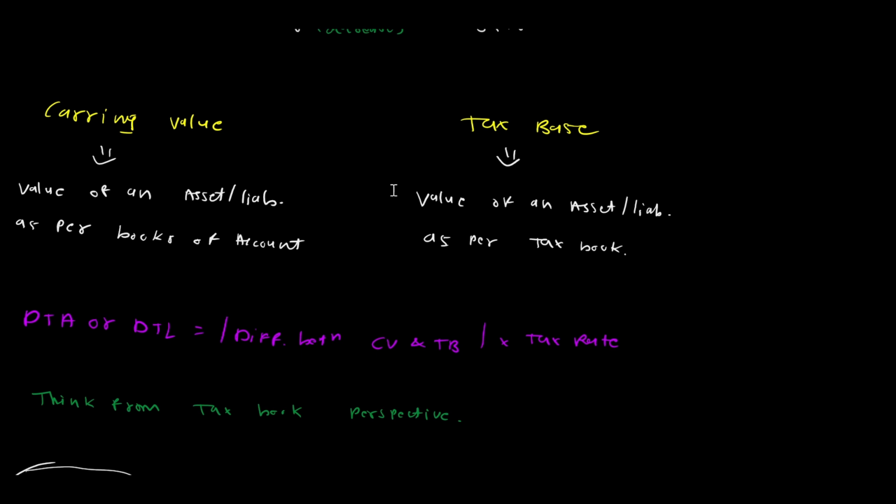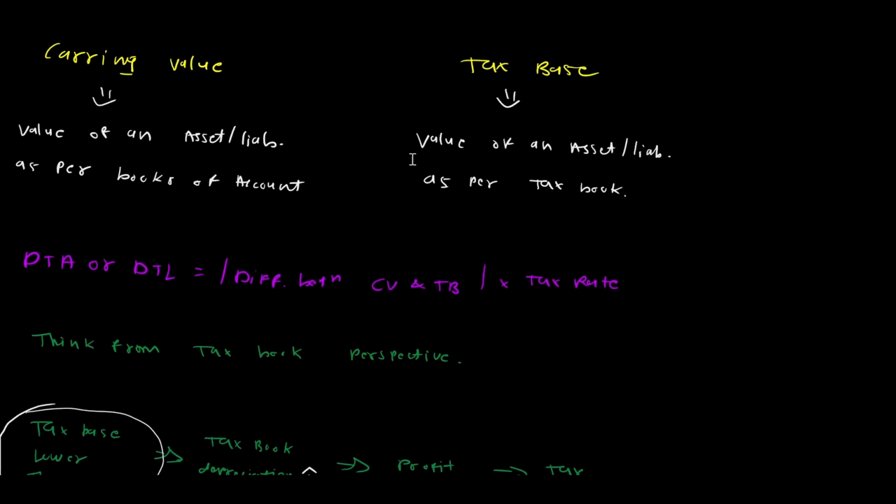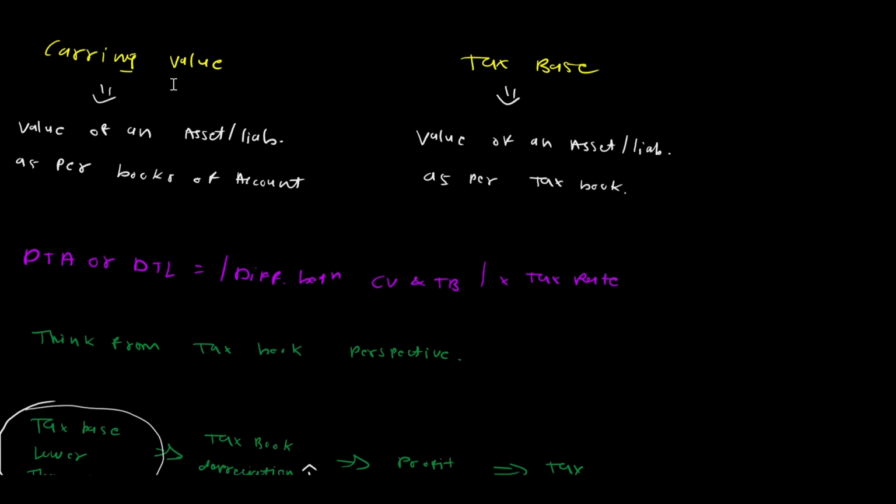So the next concept is carrying value versus the tax base, CV versus TB. The carrying value means the value of an asset or liability as per the books of account, and the tax base, TB, is the value of an asset or liability as per the tax book. Value as per the tax book, value as per the accounts book.